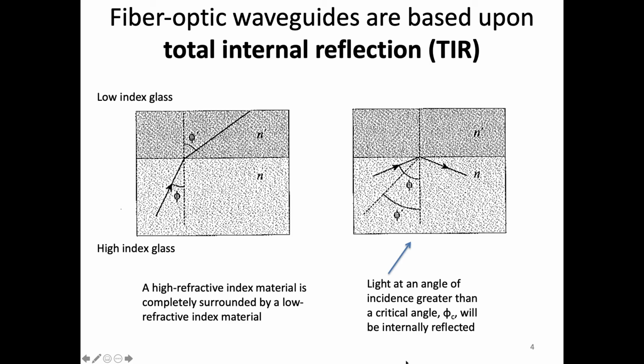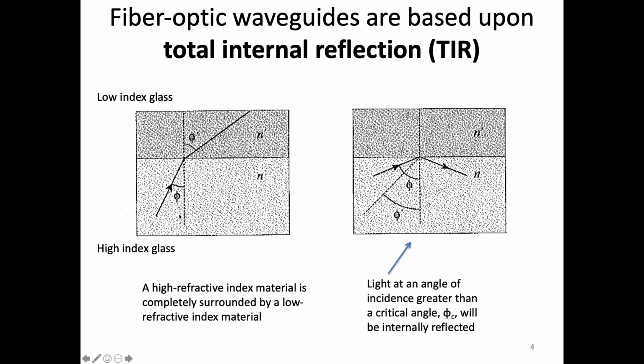Okay, and so the idea here, like we've seen a couple times, is that we have two different glasses of different indexes, and that's the refractive index. So in this case, we have a high index glass that is completely surrounded by a low index glass. And we're going to see what this does, right?